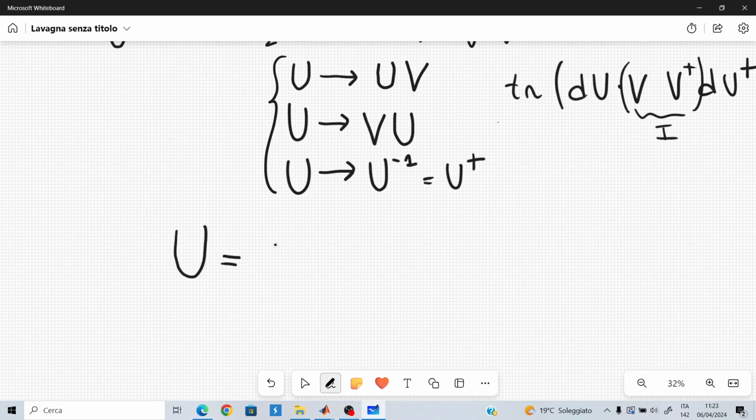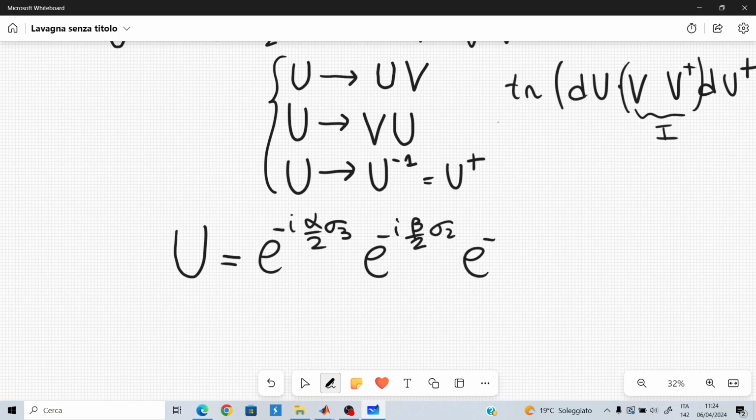In particular, this is a product of three rotations, and each rotation can be expressed by means of a complex exponential. So we have, in particular, e to the minus i alpha over 2 sigma 3, e to the minus i beta over 2 sigma 2, e to the minus i gamma over 2 sigma 3. Now there are formulas to write down the exponential of a matrix that depends on a Pauli matrix.